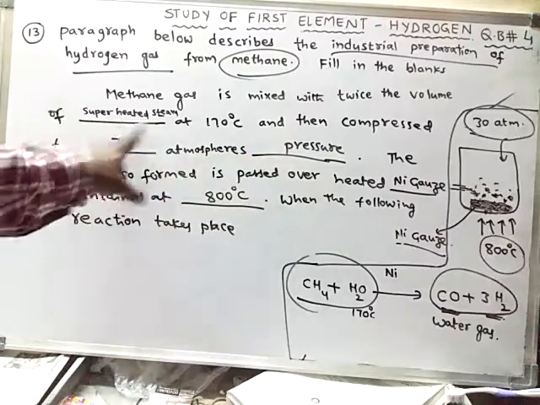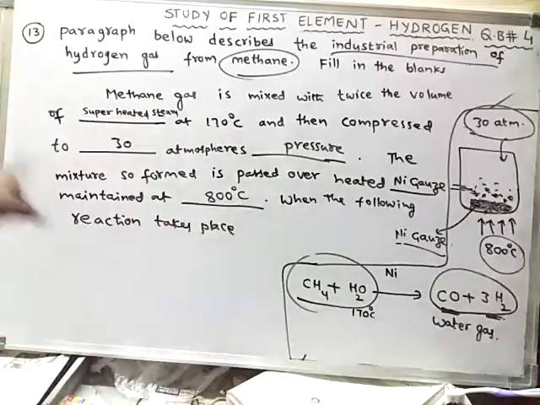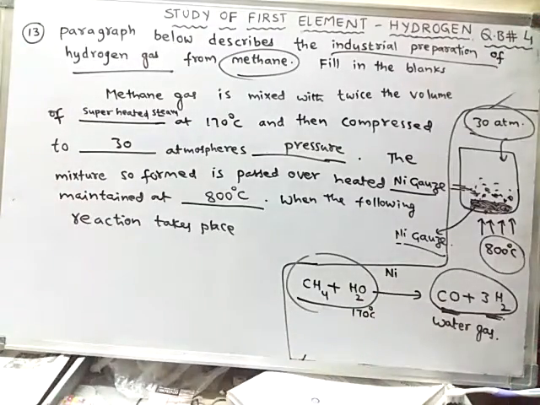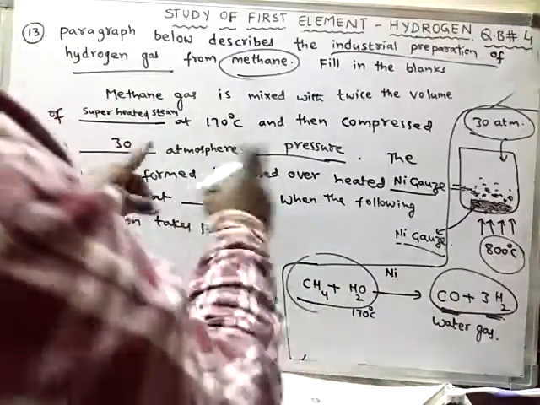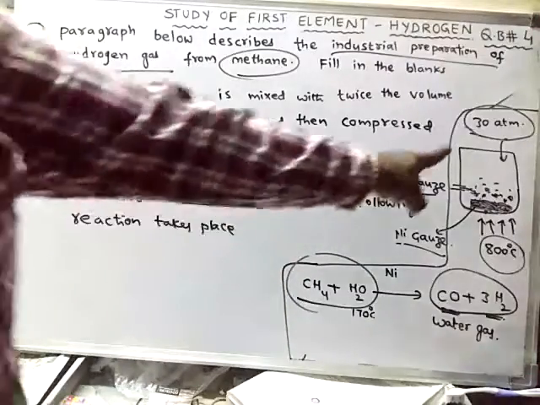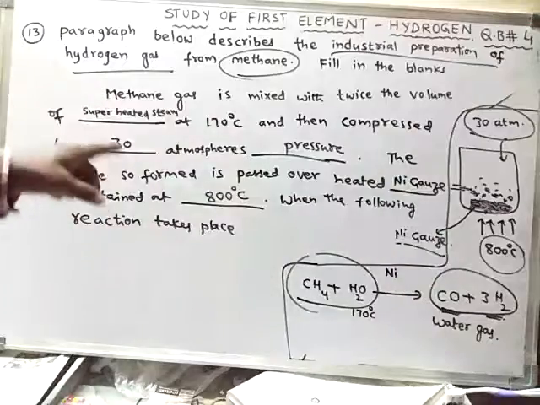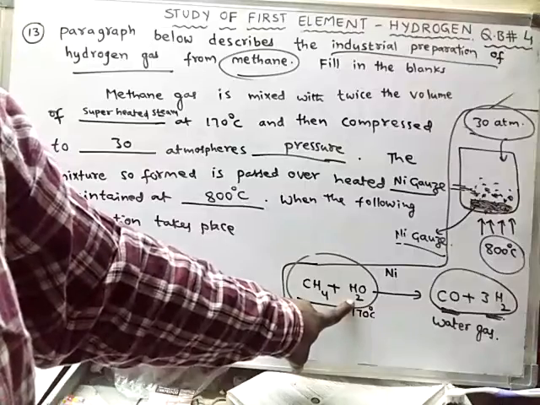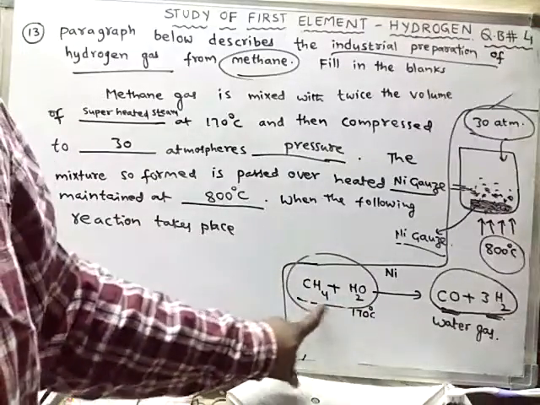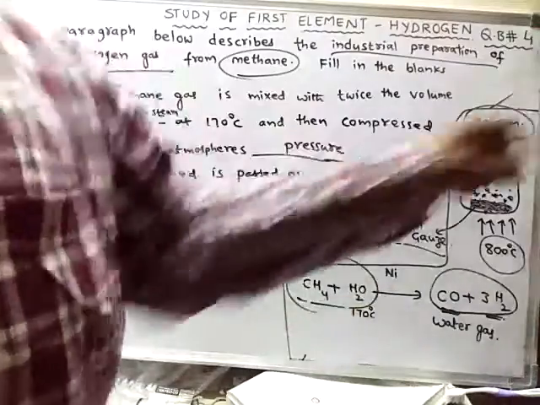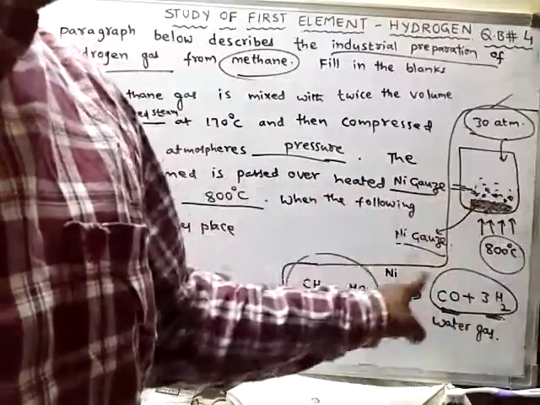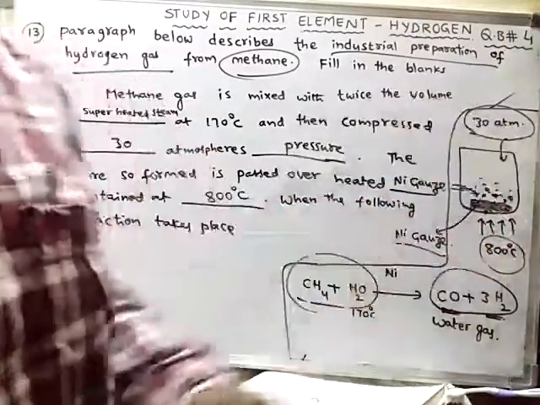So already I have filled the answers, but this is the paragraph, and below this paragraph this equation is given. This is also part of the question only. So based on this data, we have to fill these blanks. So methane gas should be heated with twice the volume of superheated steam. It is mixed initially, and that mixture is compressed to 30 atmosphere pressure, and that compressed mixture of these two is sent into nickel gas, which is heated at 800 degrees centigrade.